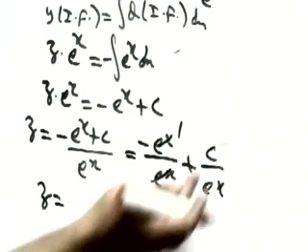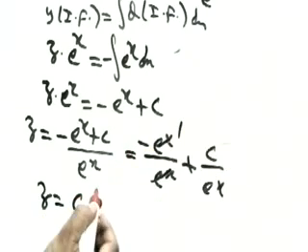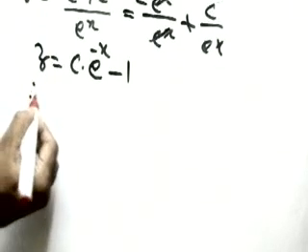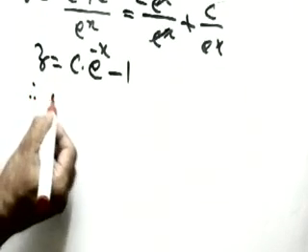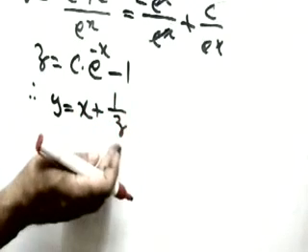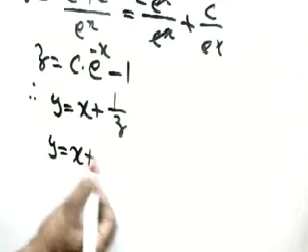This will get cancelled. So the value of z will be, writing first c into, bringing e power x to the numerator, minus e power x minus 1. So lastly, let me substitute this in the equation. Therefore, initially we supposed y equals x plus 1 by z. Now let me substitute the value of z to get the answer.